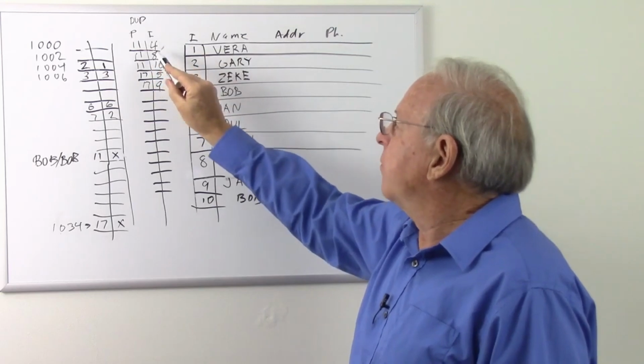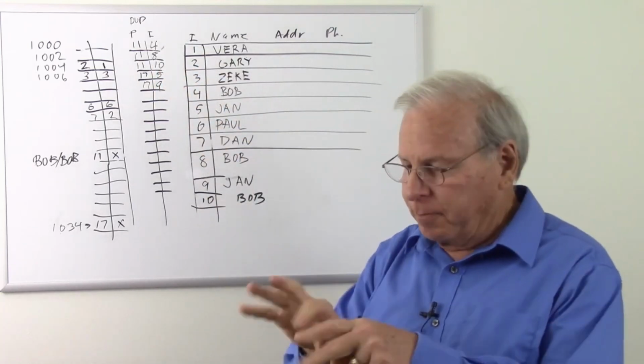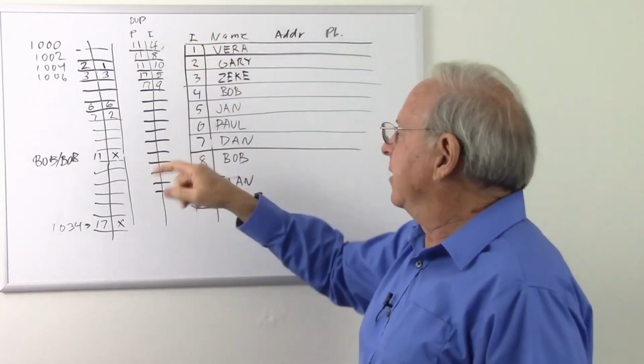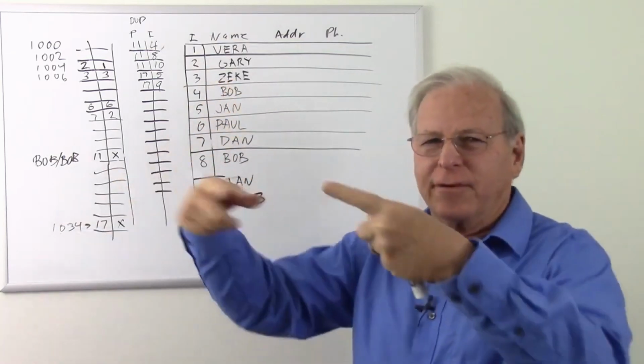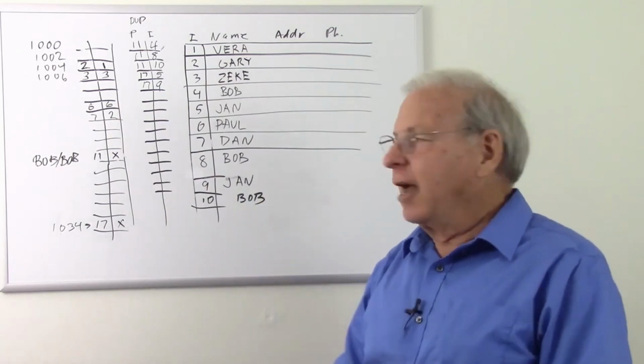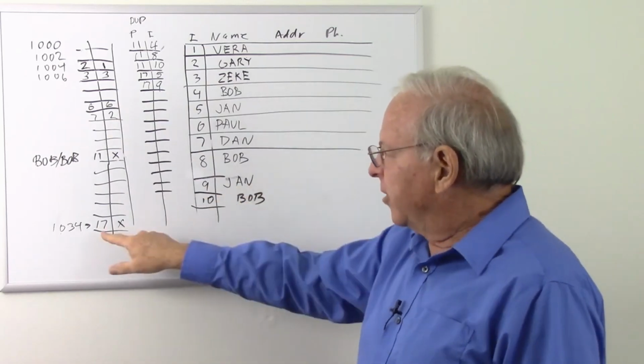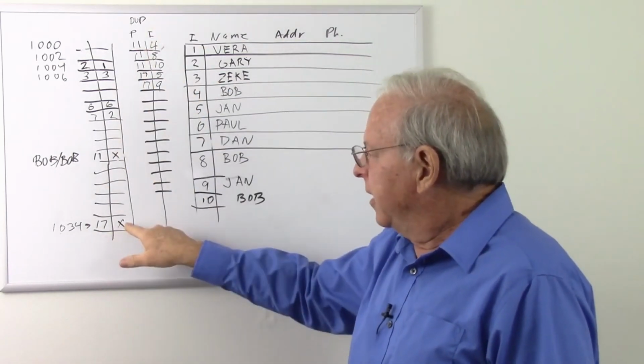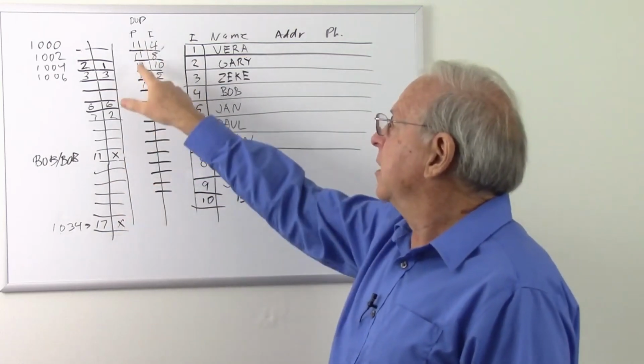So Bob could be either 4, 8, or 10. So I search for Bob. Okay, 4, 8, and 10. Here's your data for this Bob, that Bob, and the other Bob. Which one do you want? Or I'm going to look for Jan. How about Jan? Hashes Jan, comes out with 17, jumps down, goes, there's a duplicate. Go to the duplicate table.